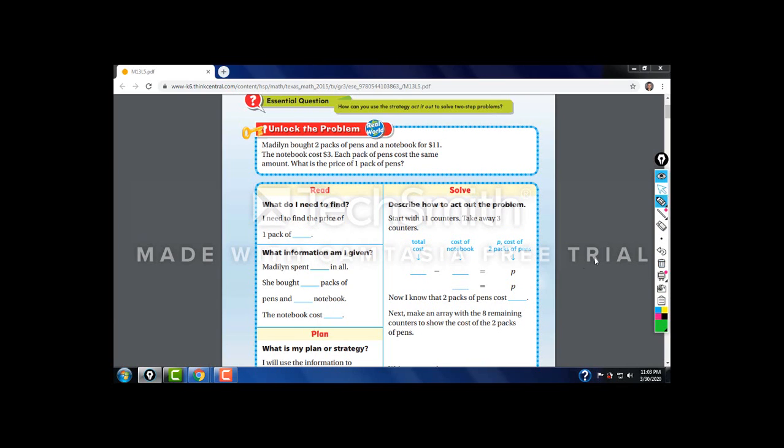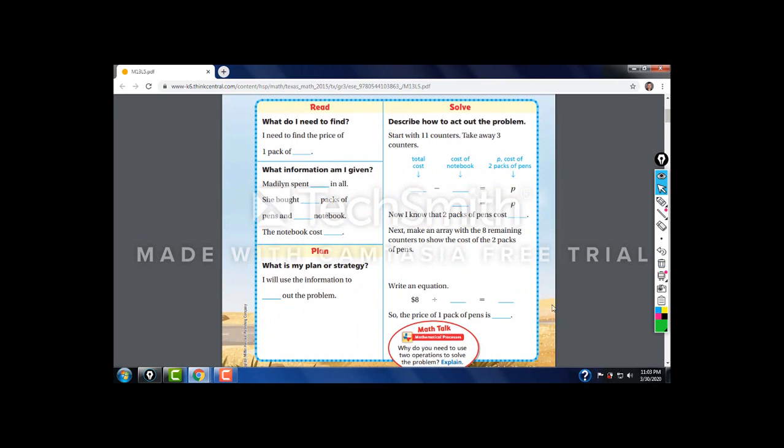So each pack, so 8, you divide that by 4. Okay.